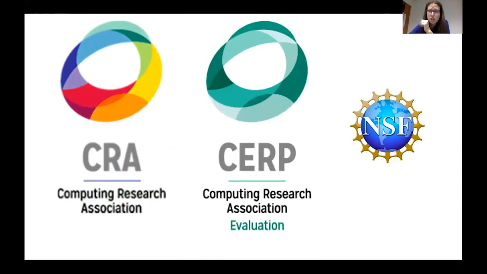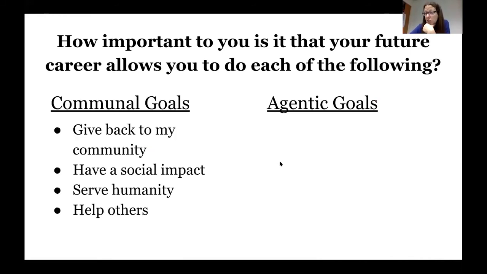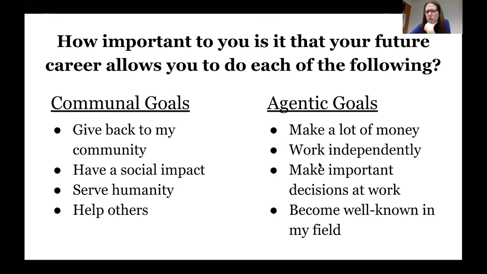This is another NSF-funded grant, and I work with the Center for Evaluating the Research Pipeline, or CERP, and they do a national survey of students. And one of the questions asked, how important to you is it that your career allows you to do each of the following: give back to my community, have a social impact, serve humanity, help others. So those are these communal goals. And the agentic goals are make a lot of money, work independently, make important decisions at work, and become well-known in my field. And they're contrasted here, but students can have both agentic and communal goals.